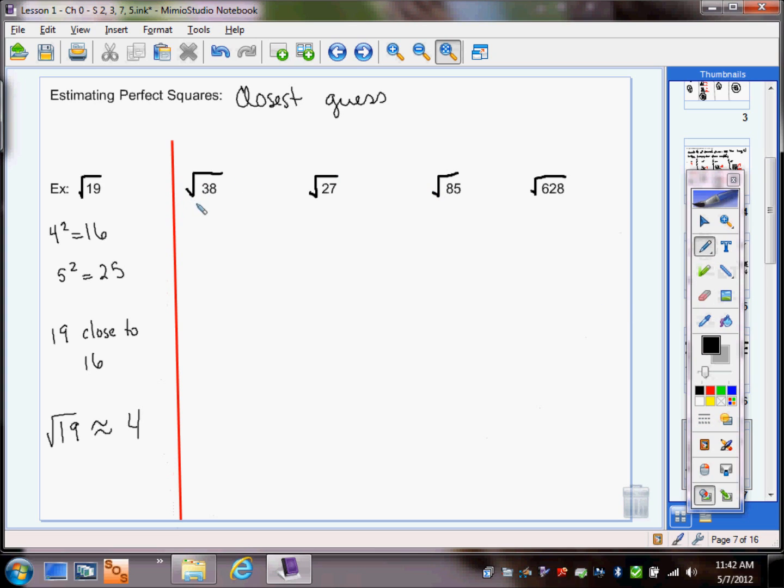Okay. 38. Well, if you look on your list, right, you've got a 36, so 6 squared is 36, and 7 squared is 49. 38 is obviously closer to 36, right? So that means the square root of 38 is going to be about 6.